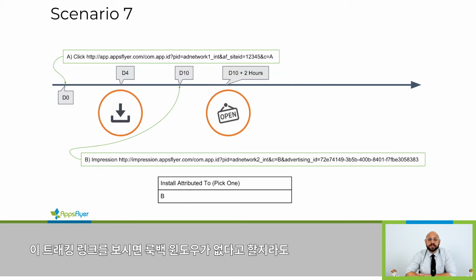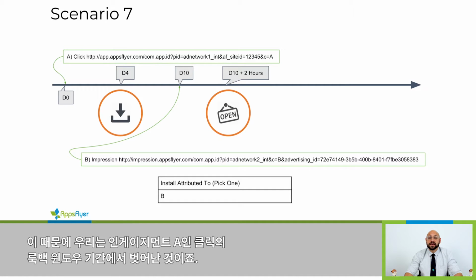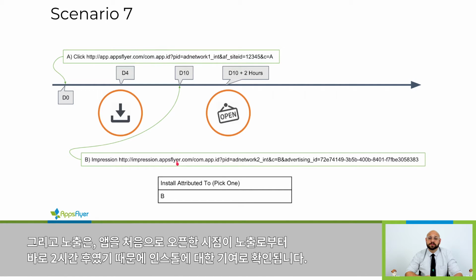And this is because if you look at this tracking link, even though there's no lookback window on there, when there's no lookback window, we default to the default amount of time, which for a click is 7 days. So because of that, we're outside of the lookback window for engagement A, or the click. And the first open is only 2 hours after the impression. Therefore, the impression gets credit for the install.